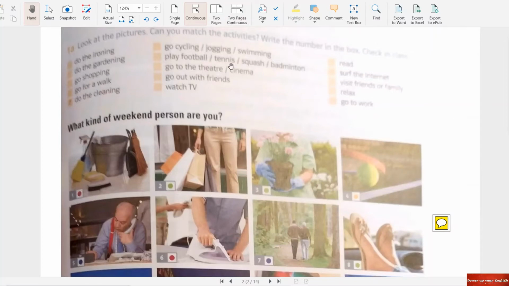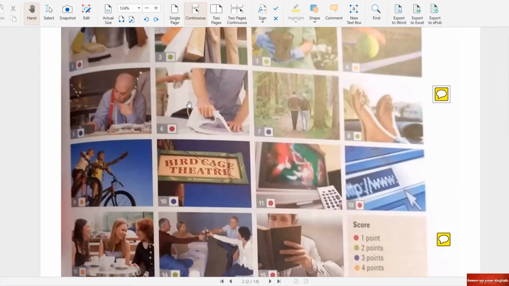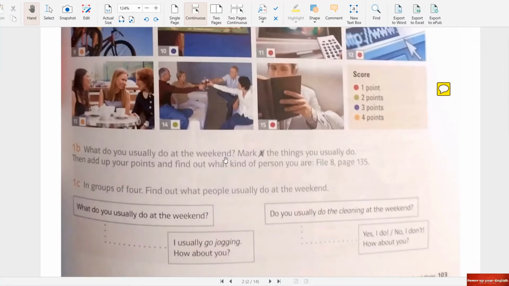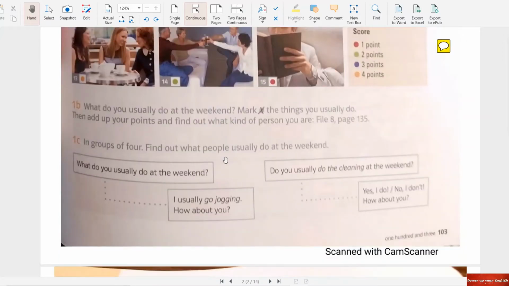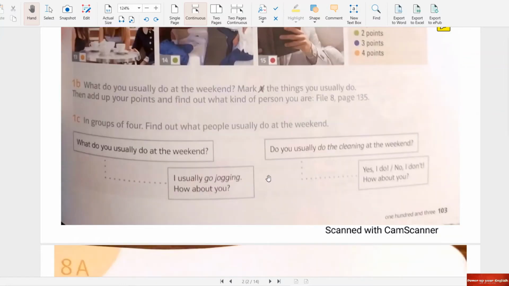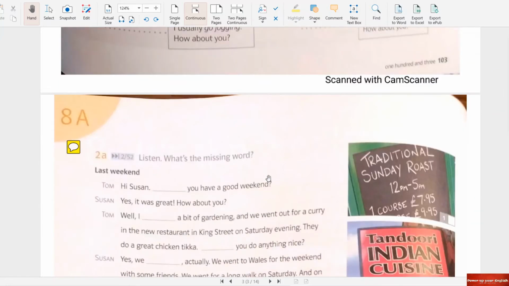So if you want to talk about what you did last weekend, maybe it's one of these activities. Remember that if we want to talk about what we usually do, we use the present. Do you remember what you usually do at the weekend? I usually go jogging. How about you? Do you usually do the cleaning at the weekend? So the auxiliary, as I've showed you, is do. But if we want to talk about the past, we need to use did.